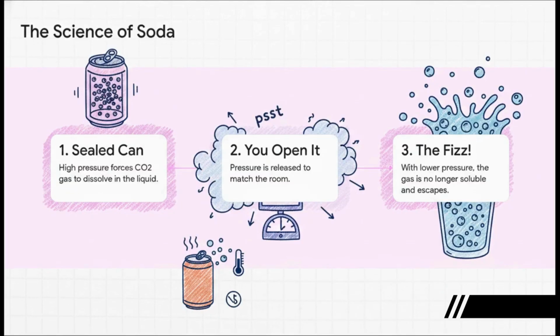Here's exactly how it works. Inside a sealed soda can, the pressure is incredibly high, and that's what forces all that CO2 gas to dissolve in the liquid. The moment you crack it open, that psst sound, you release all that pressure. Instantly, Henry's Law kicks in. The liquid can't hold that much gas anymore, so the CO2 makes a run for it and escapes as bubbles. And a warm soda? The heat lowers the solubility even more, so the gas rushes out that much faster, leaving it flat.